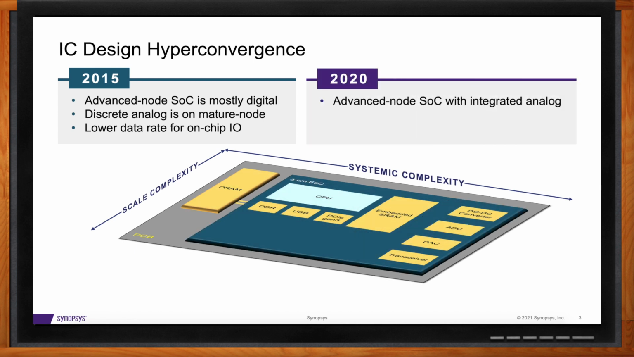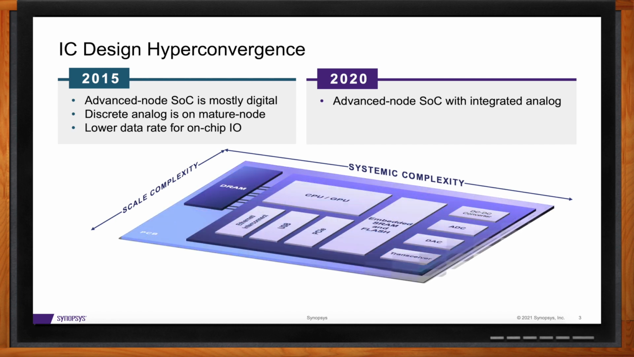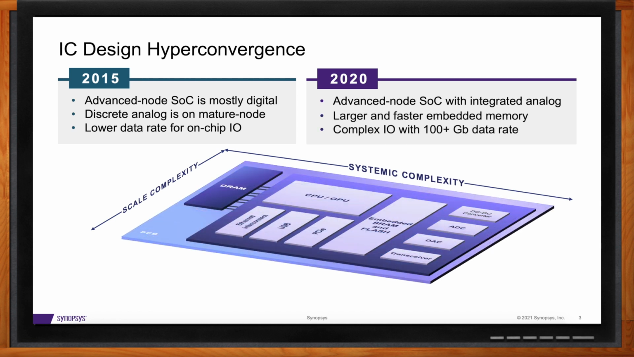Now, if we fast forward to 2020, an advanced node SoC now includes the integrated analog. So this is a big increase in the systemic complexity because in the past, we cared about designing them together only at the PCB level. Now, the system includes all these analog functions and all of them designed on the same, say, 3 nanometer advanced node that the SoC is designed on. So they suffer from all the advanced node shortcomings and challenges.